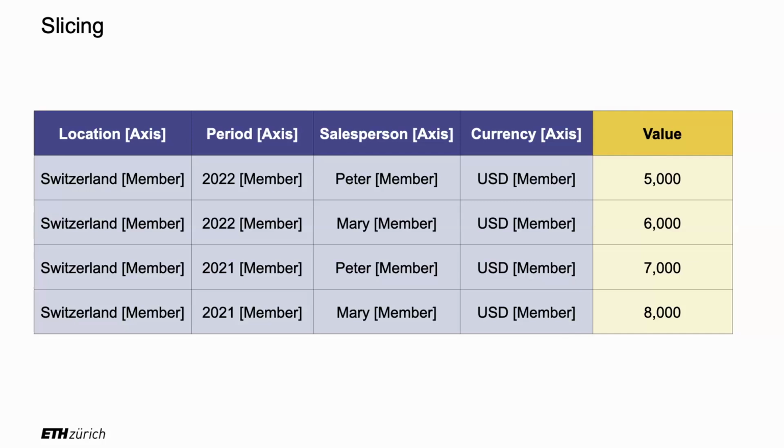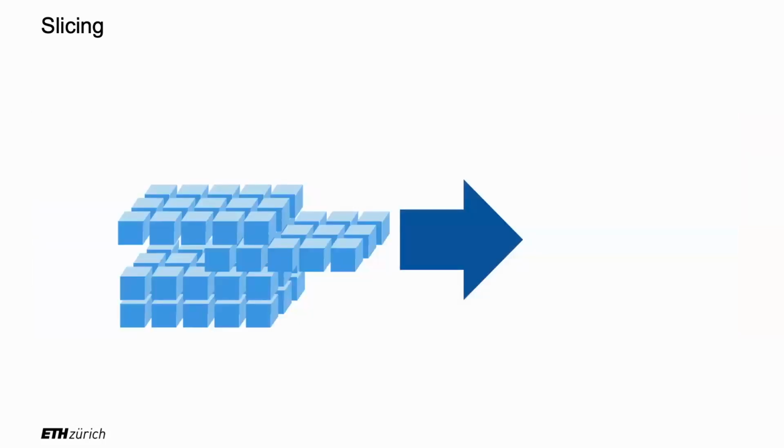So you can either visualize the slicing as a selection on the facts table, or even better, in your mind, visualize it on the cube like this. Right? It's even more visual. Okay?